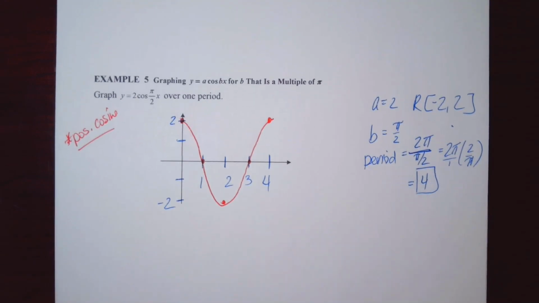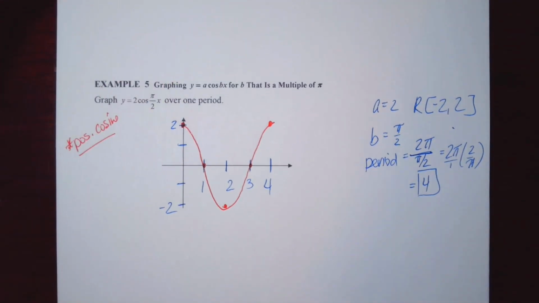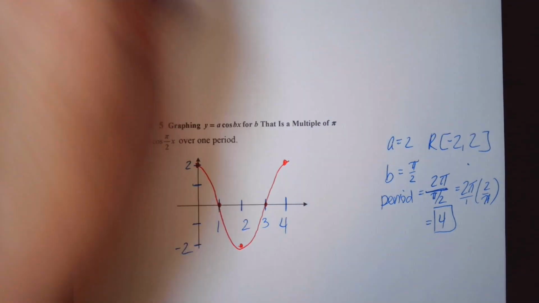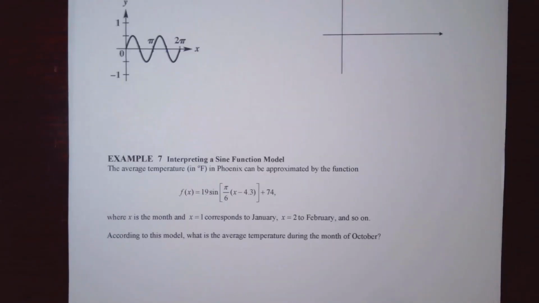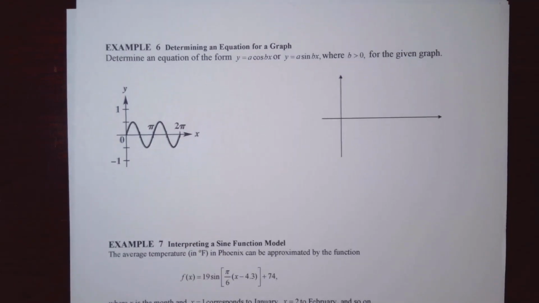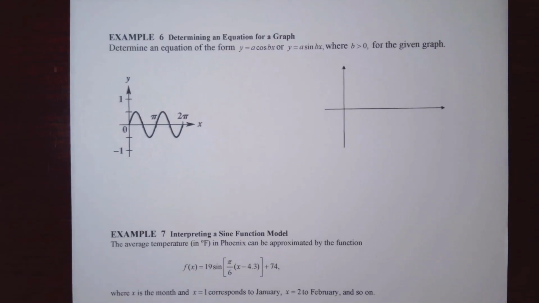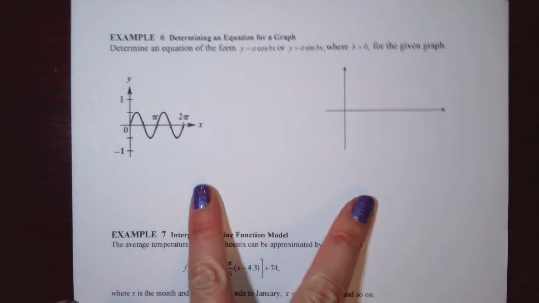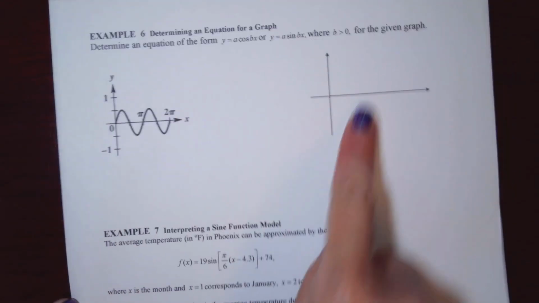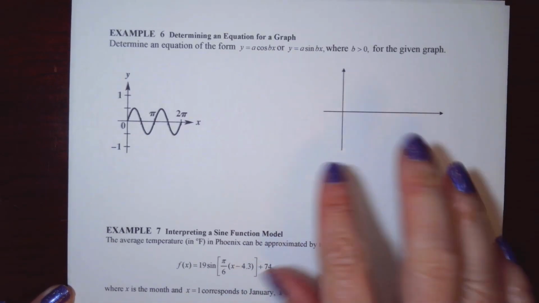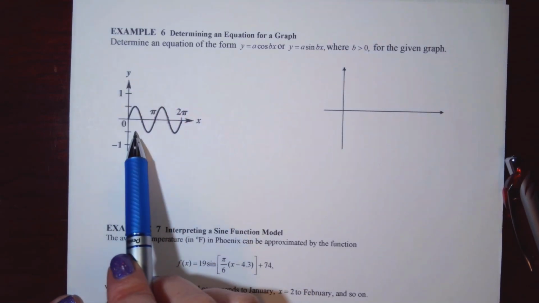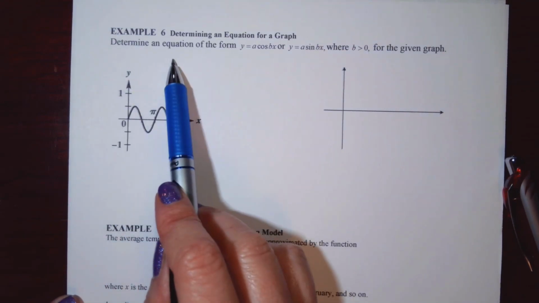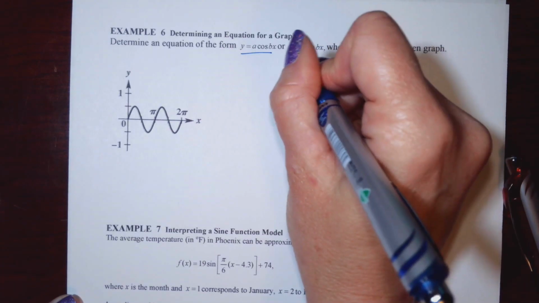All right, excellent. Let's go through and look at some application problems, look at some thinking problems. For example, 6 and 7. Alright, so for this, I didn't have a good visual for it on the computer. I just have been drawing it by hand, so we're drawing it by hand. We're given a graph, and we're asked to come up with an equation either as cosine or sine.